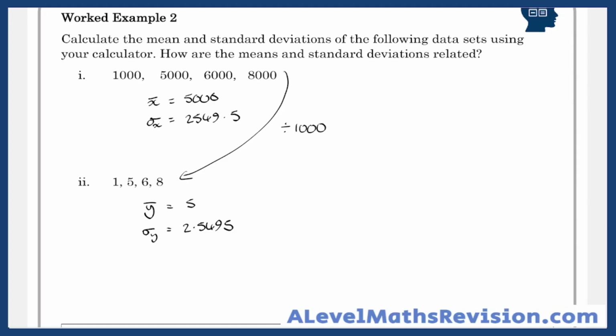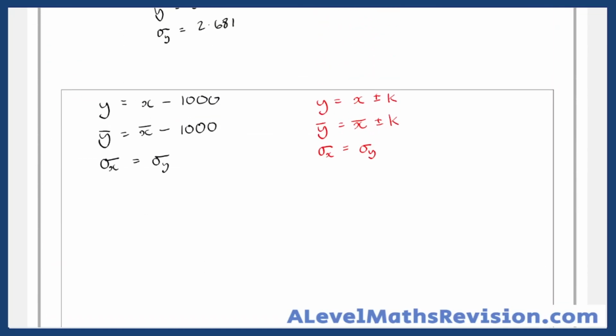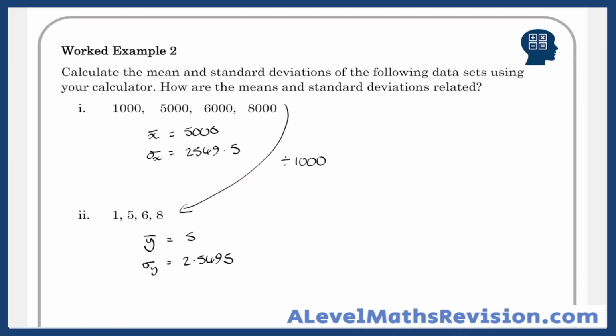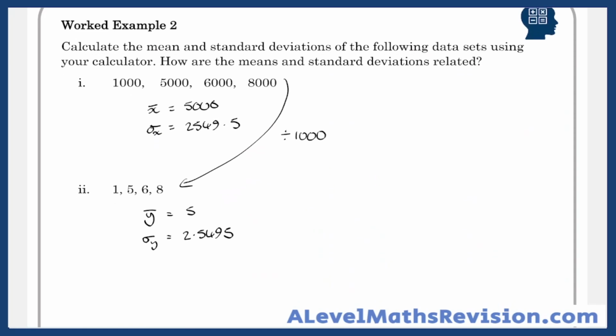Well, hopefully you can see in this case that the mean and the standard deviation have both been divided by 1,000. So whilst in the example before, if we added or subtracted a number as part of the code, it did that to the mean but didn't do anything to the standard deviation. We're seeing here that in both cases it's divided the mean and standard deviation by 1,000.